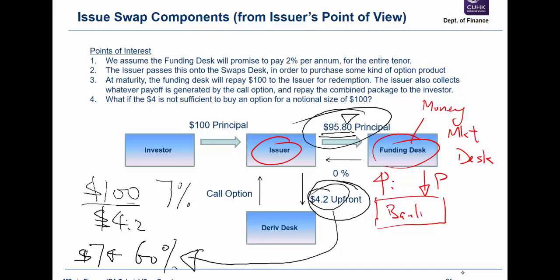So if you are the issuer facing the investor, you've got two things in mind. Number one, 2 years later, this guy is going to pay you back $100, which you will give back to the investor. In addition, if there is any payoff from the derivative desk, that also goes to them. Okay? So it's all covered. And now, this, ladies and gentlemen, is the simplest way to break down a structured product, where you take the client's money, you split that up into a basic, a kind of a funding component, if you like, okay? And a derivative component.